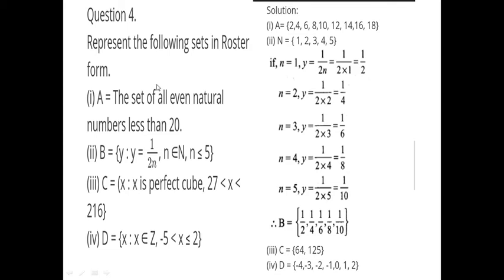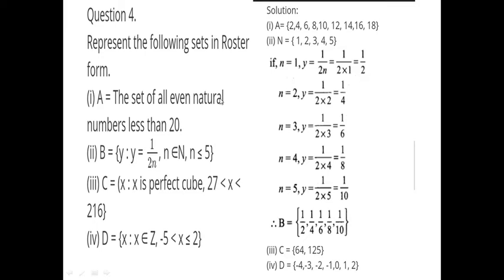Next, the 4th question. Represent the following sets in the roster form. First subdivision. A equal to set of all even natural numbers less than 20. The set of all even natural numbers less than 20.